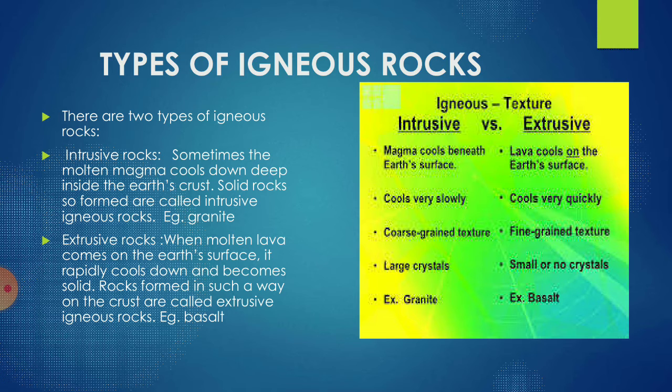So the texture of intrusive igneous rock is porous and grainy, while the texture of extrusive igneous rock is fine grain texture. Intrusive rocks have large crystals, extrusive rocks are small, and they don't have crystals. Extrusive igneous rocks do not have crystals. Example of intrusive is granite, and example of extrusive is basalt.